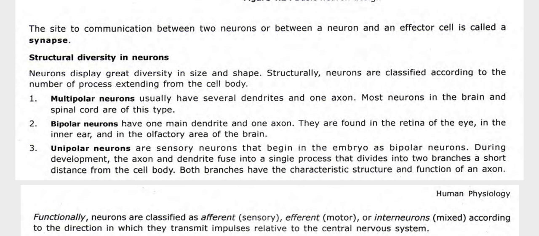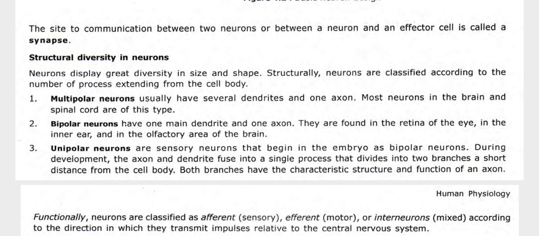Then structural diversity of neurons. Neurons display great diversity in size and shape. Structurally, neurons are classified according to the number of processes extending from the cell body. Multipolar neurons usually have several dendrites and one axon. Most neurons in the brain and spinal cord are of this type.